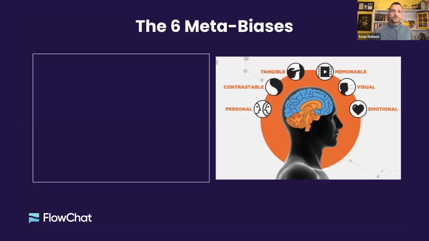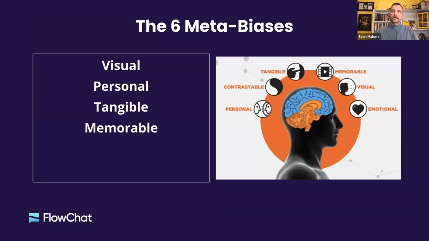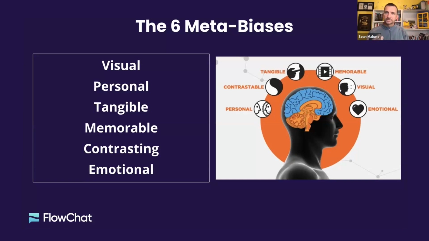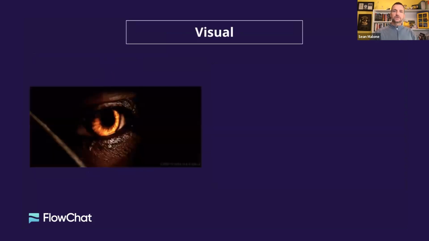So the first one is the visual bias. The second one, and this is the right order from start to finish of the 6. So it goes visual bias, personal bias, tangible bias, memorable bias, contrasting bias, and then the last one is emotional. And when you order these in your messaging, you create persuasion. Okay, so this is the secret of how to create a lot of persuasion in messages. Let's go through each one of them.